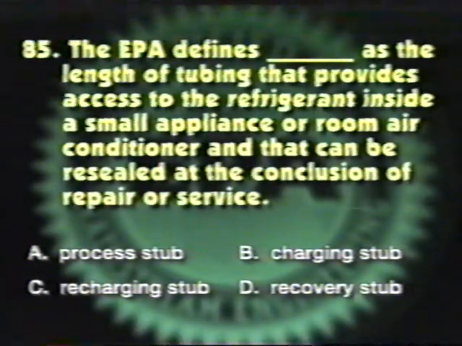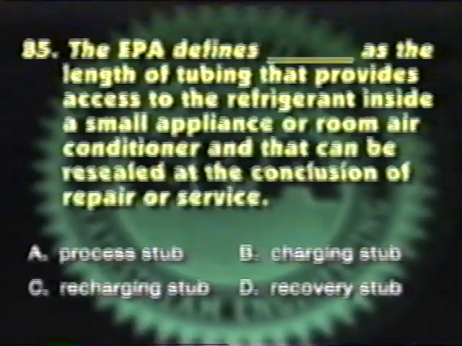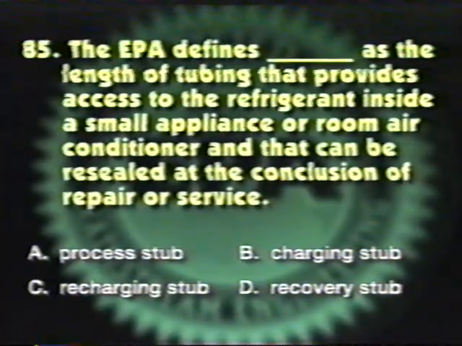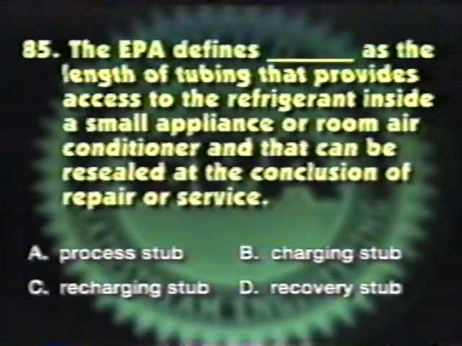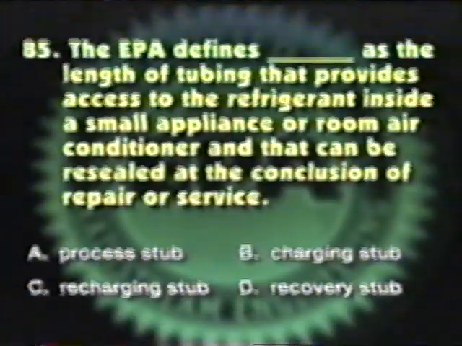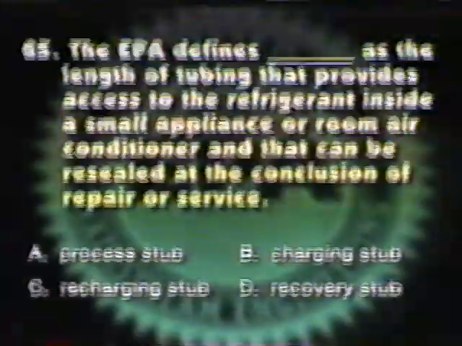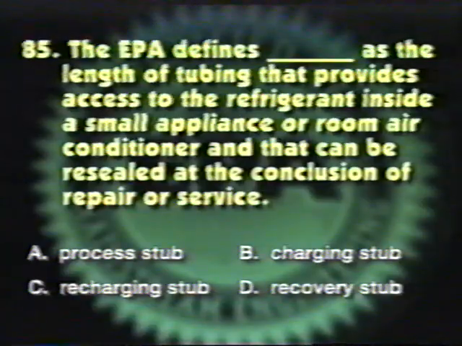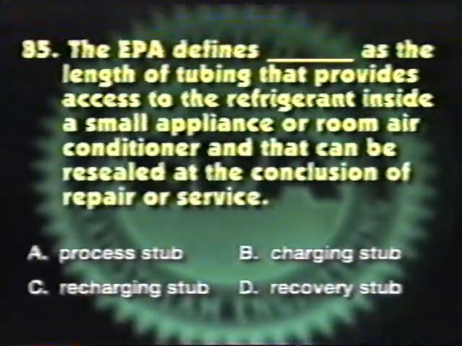The EPA defines which of the following as the length of tubing that provides access to the refrigerant inside a small appliance or room air conditioner, and that can be resealed at the conclusion of repair or service? A. Process stub. B. Charging stub. C. Recharging stub. D. Recovery stub.